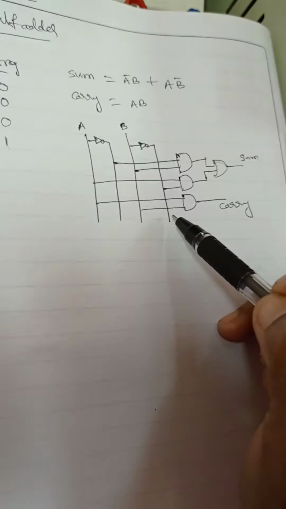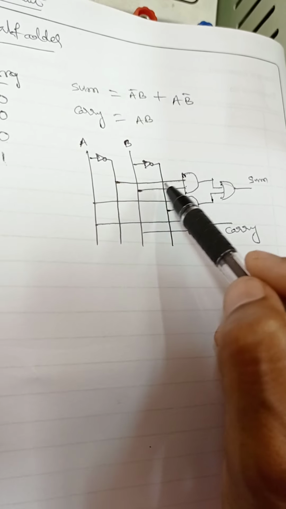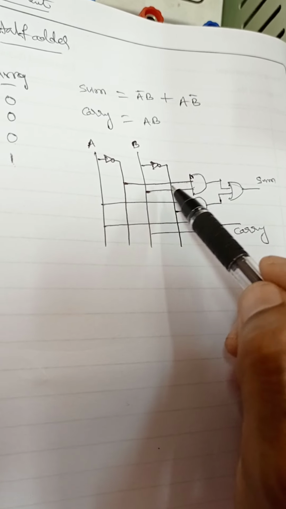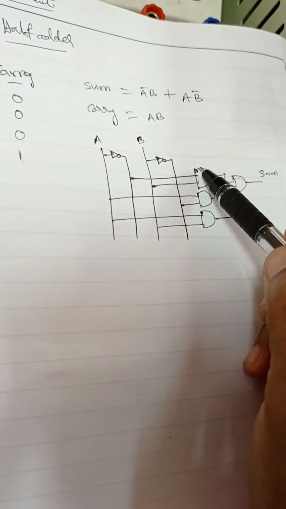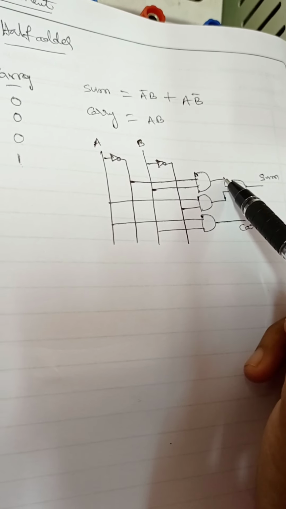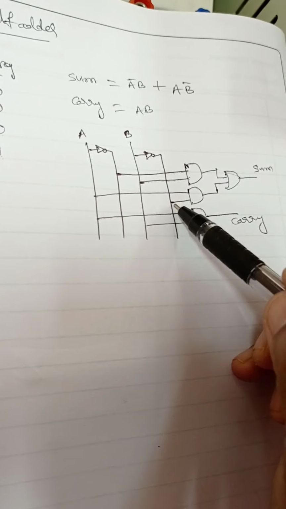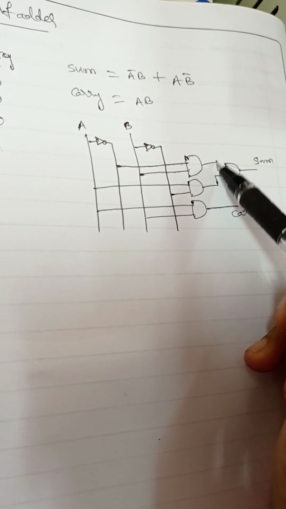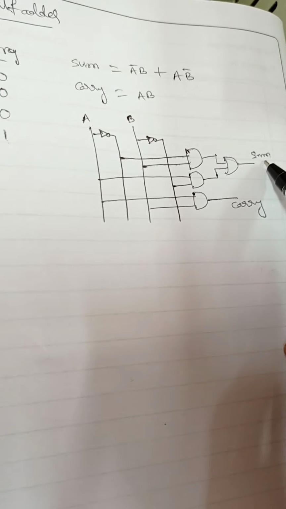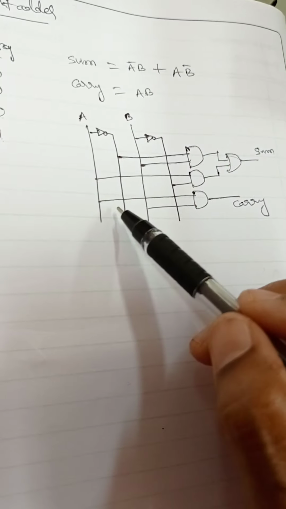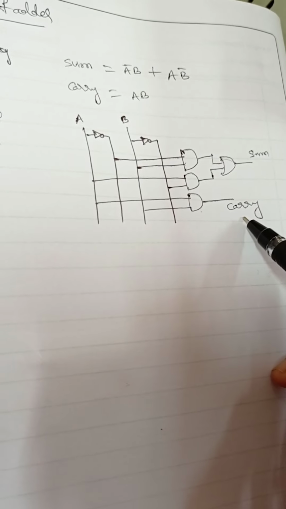When you design the logic circuit, take A and connect it to a NOT gate, and B also to a NOT gate. Now for A bar B, take the inverted output of A to an AND gate input, and B directly as the other input. Next, A B bar is connected to an AND gate, and these two outputs are connected to an OR gate. This becomes sum. Coming to carry, A and B are connected to an AND gate, and carry will be obtained.